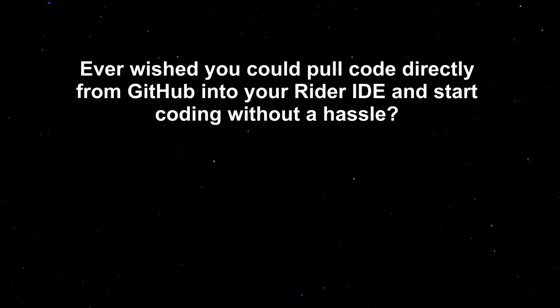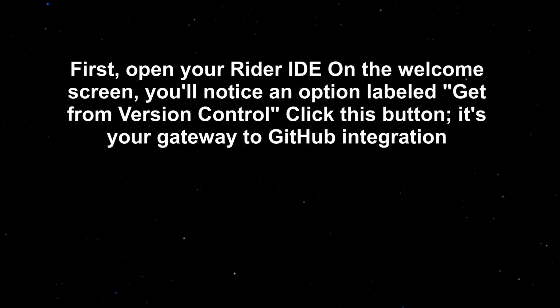Ever wished you could pull code directly from GitHub into your Rider IDE and start coding without a hassle? First, open your Rider IDE on the welcome screen. You'll notice an option labeled Git from version control. Click this button. It's your gateway to GitHub integration.